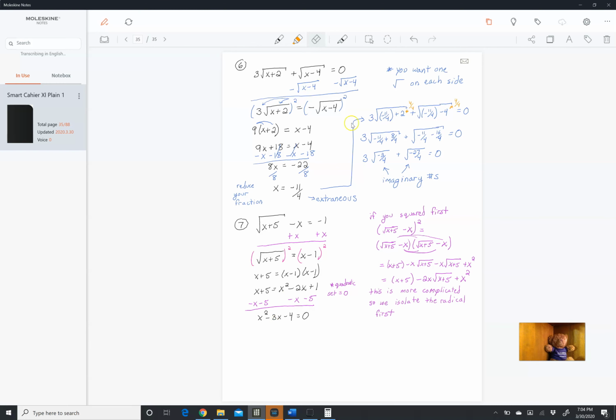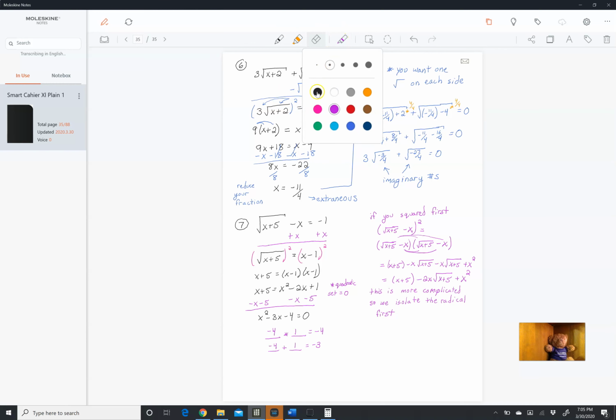And this is factorable. Okay, so we're going to factor it. And you can skip this step. You don't need to write this. If you can factor quickly, that's up to you. It's two numbers that multiply to -4 and add to -3. So the numbers that we're looking at are -4 and +1. Okay, so what that means is that our two factors are x minus 4 and an x plus 1.